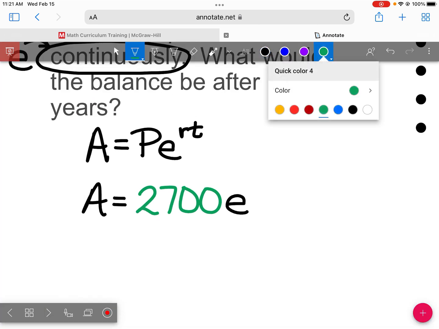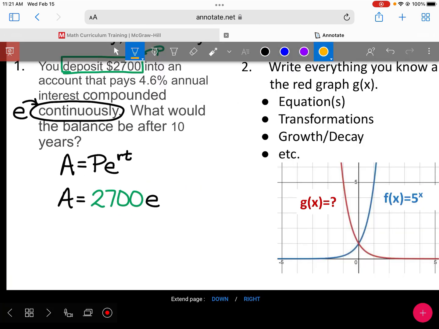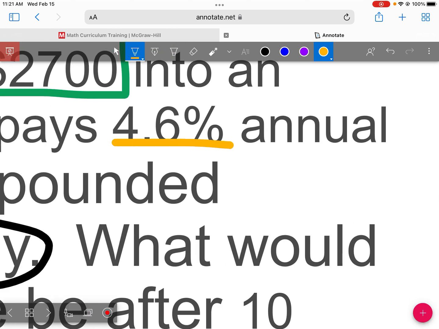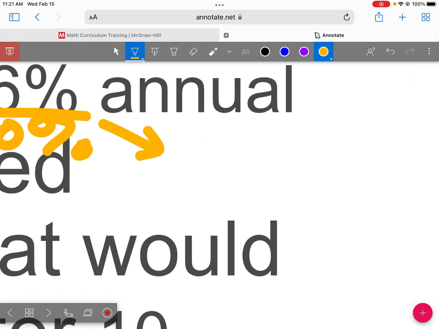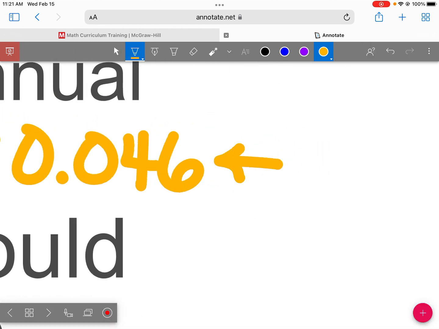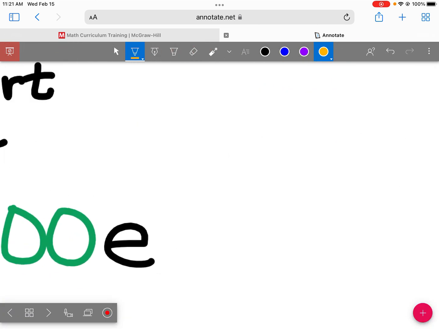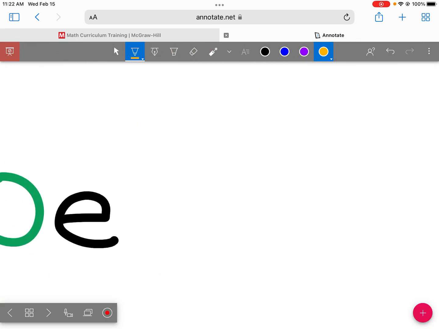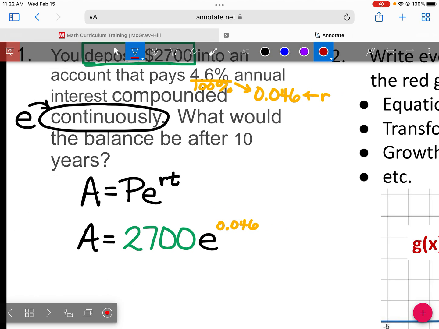What are we putting in for the rate? 0.046. I take 4.6%, divide it by 100%. That gives us 0.046 for our rate. Where does that go? Exponent, 0.046. And then what else? 10, yes. Multiply by our time, which is 10.